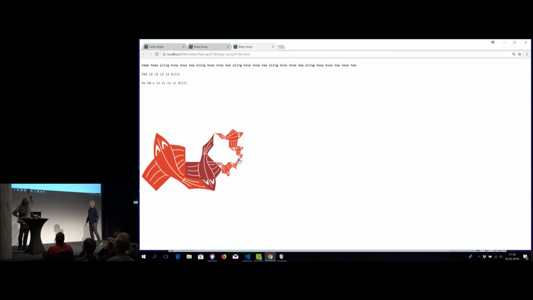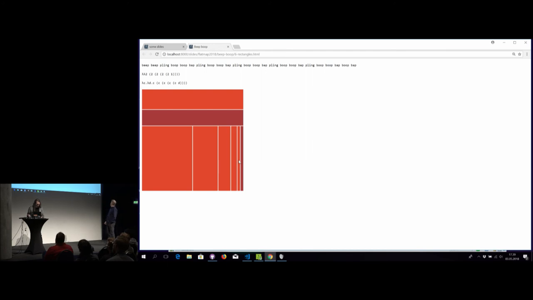No one understands why they kind of come in from different directions. I don't know why it works out that way, but it's kind of nice. So yeah, we have rectangles, fish.